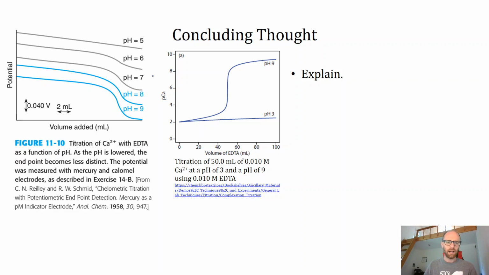Great. So what we can see here is that as the pH is lower, the jump is different. It's shallower, less of a jump. And as the pH is higher, the jump is more stark. On the left, we have a potential reading instead of a pCa or a pM or a pH. We're not really getting too much into redox titrations, particularly voltage-based redox titrations, at this moment. That's coming later, because we have another little bit of time left. But the idea is, it says as the pH is lower, the endpoint becomes less distinct.